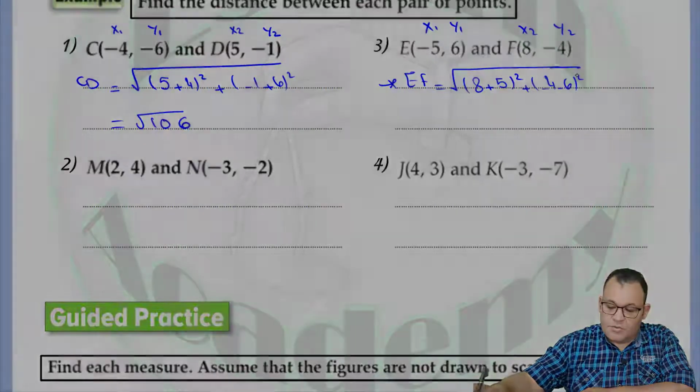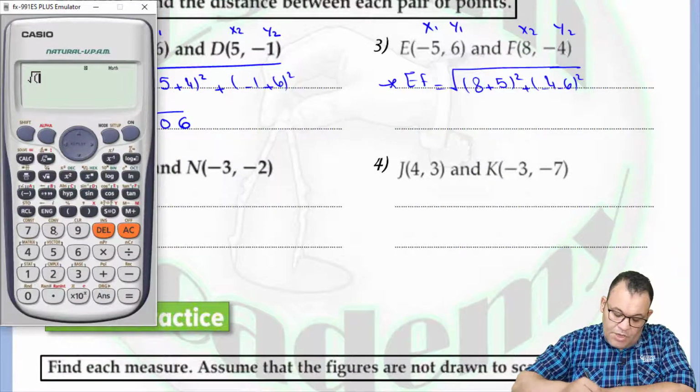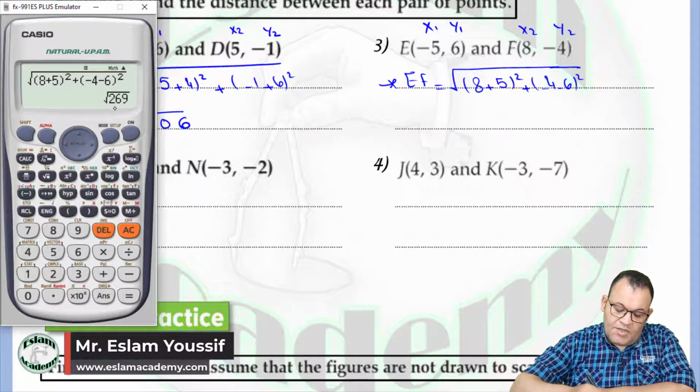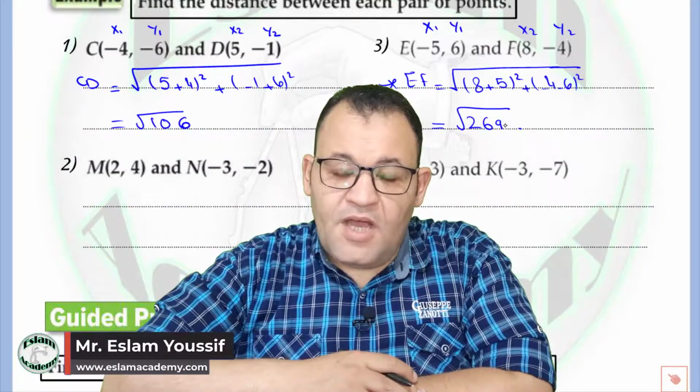By using the calculator, the square root of (8 plus 5) to the power 2 plus (-4 minus 6) to the power 2 equals... You will find that the answer will be the square root of 269. And that's how we can find the length of a line segment.